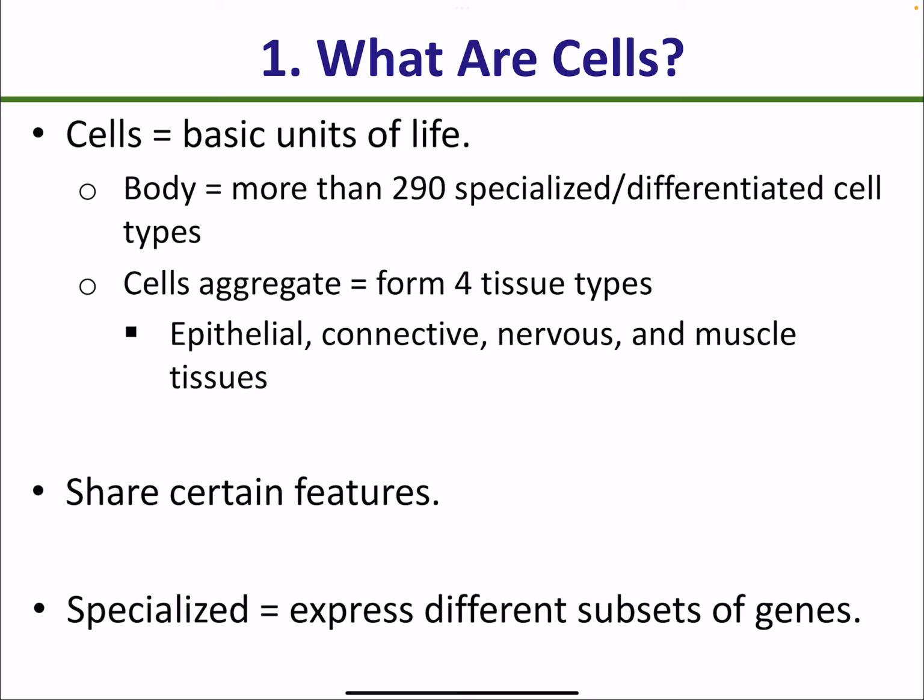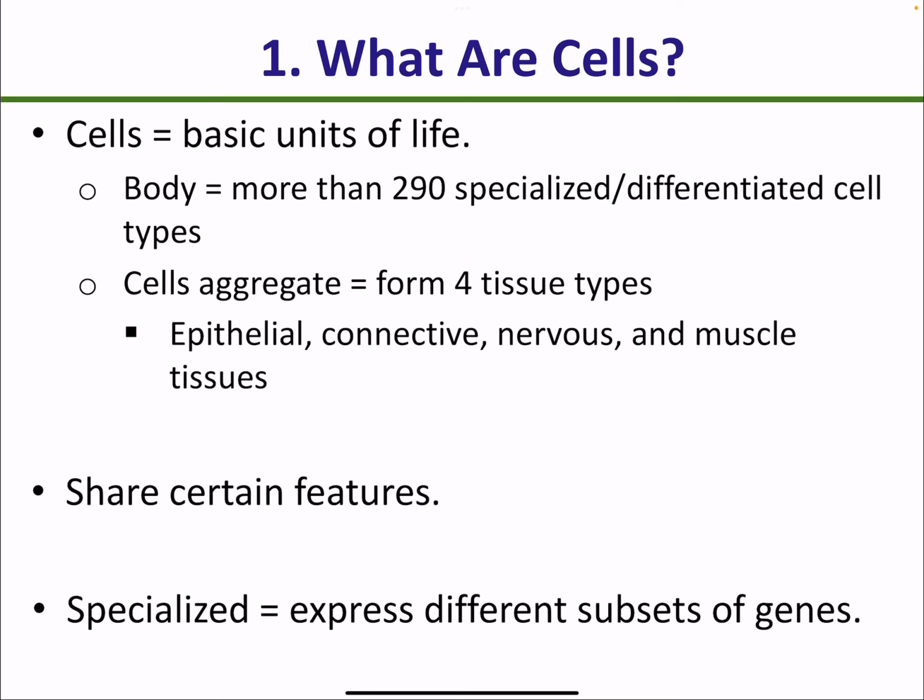Now, in the body, there are more than 290 specialized or differentiated cell types. These cells aggregate together based on their similarities, forming tissues. In the body, there are 4 major kinds of tissues: 1. Epithelial tissues. 2. Connective tissues. 3. Nervous tissue. And 4. Muscle tissues. The tissues are characterized by the fact that they share a number of features that are common.